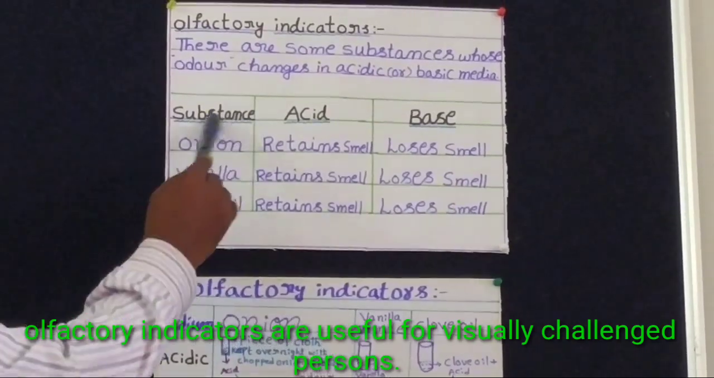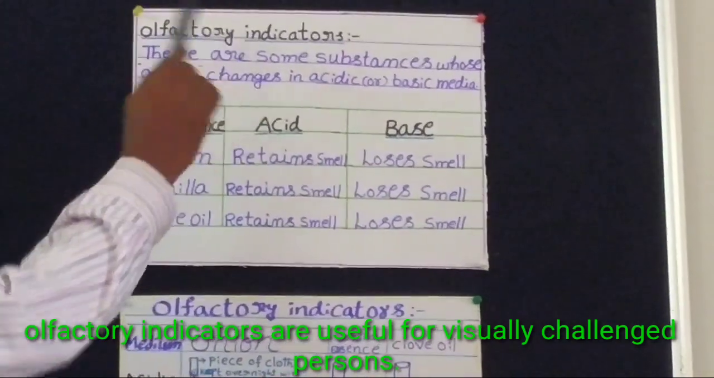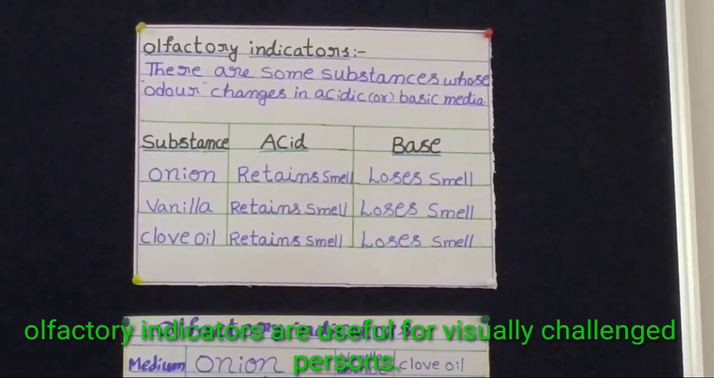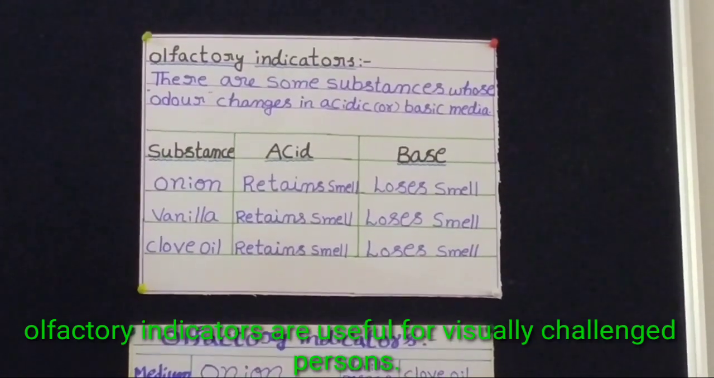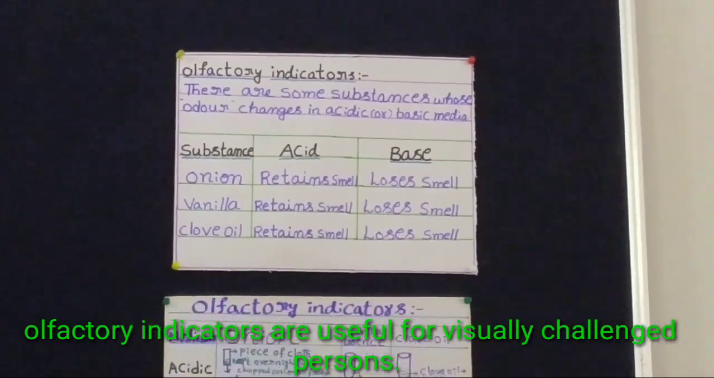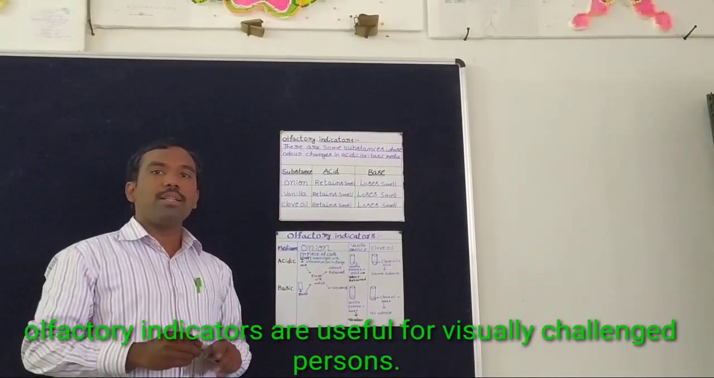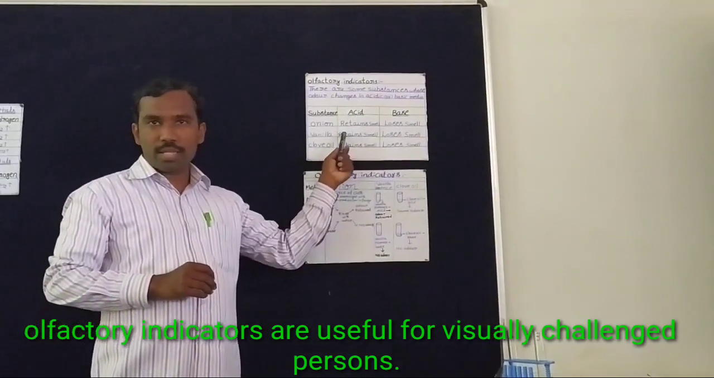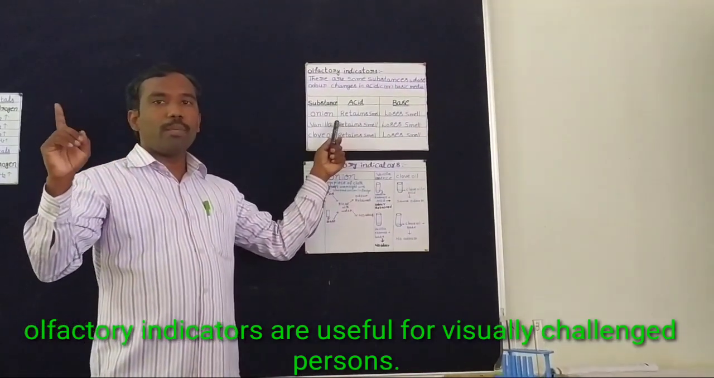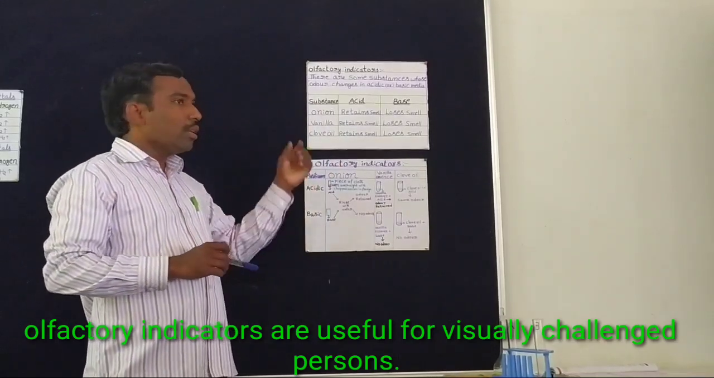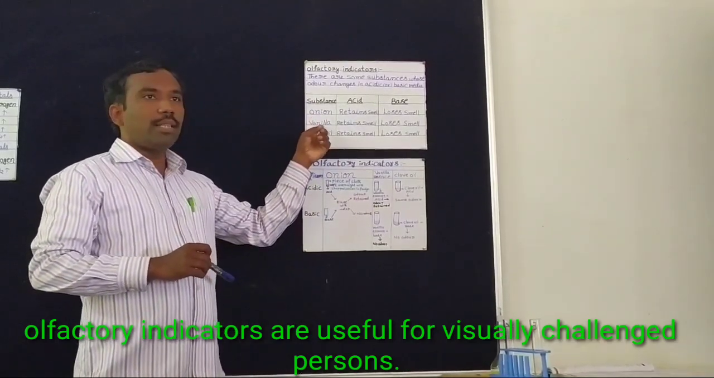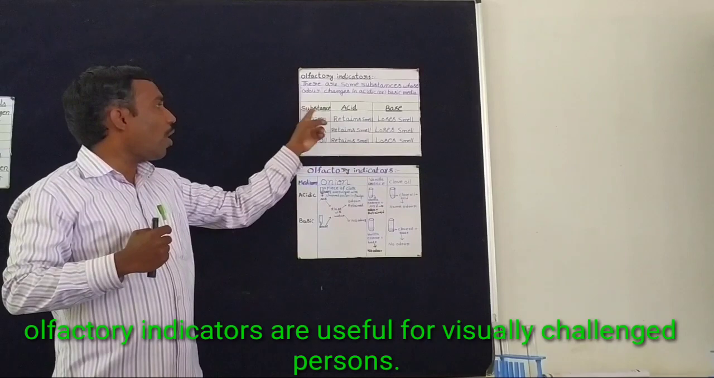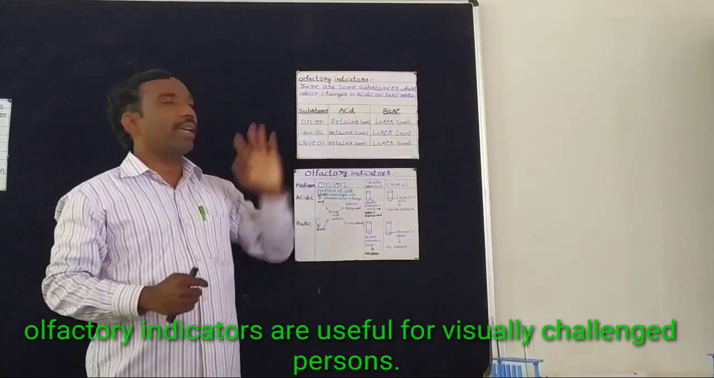Why are these substances named olfactory indicators? Our nose contains olfactory lobes. These lobes contain an olfactory epithelium layer inside them. This epithelium layer is connected to the nerves, and the nerves are connected to the brain. Whenever we smell these substances, they are recognized by our brain. So we name these substances olfactory indicators.